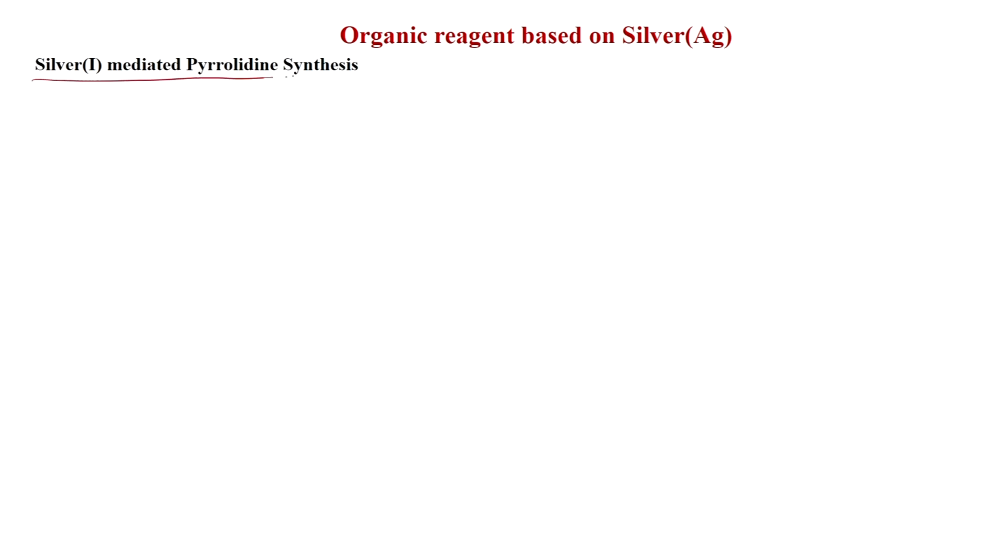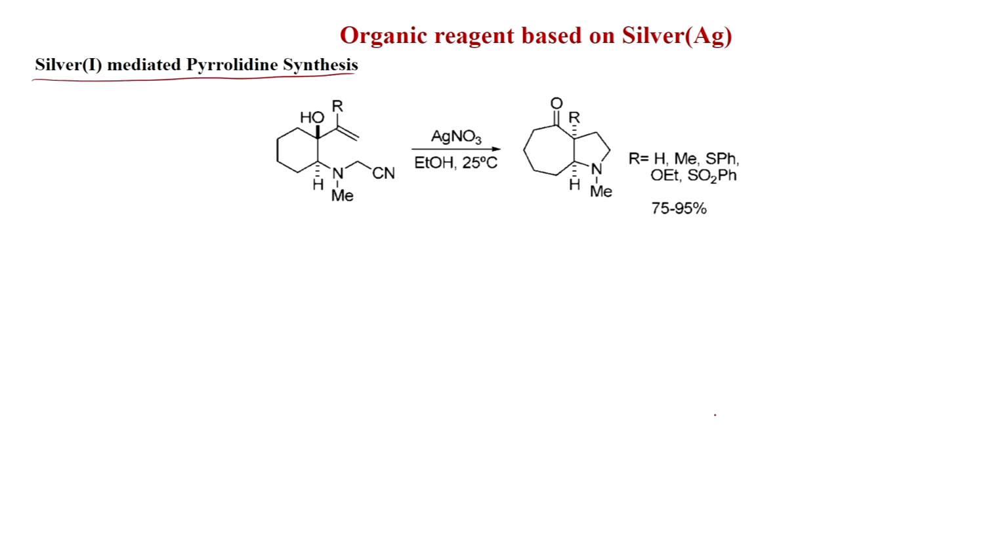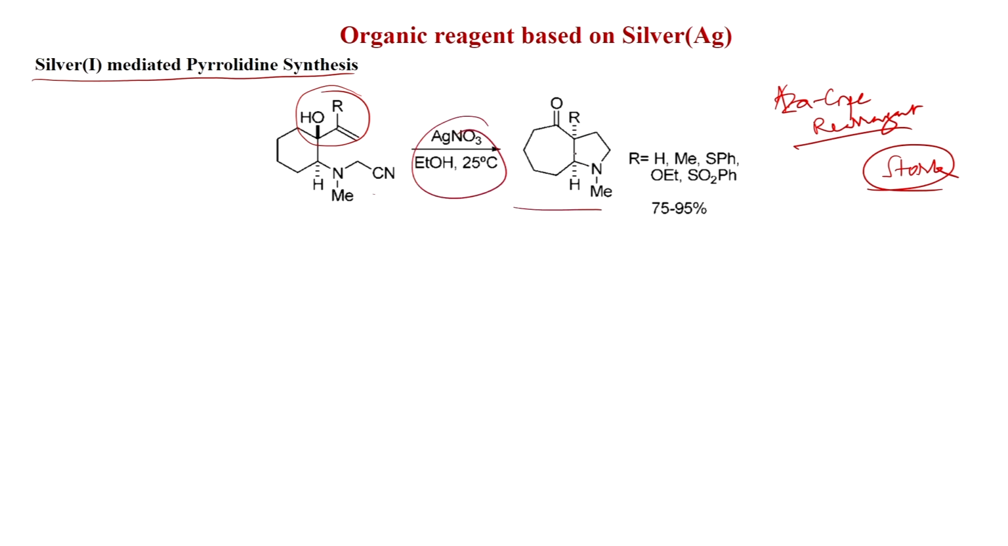Now, again we will discuss pyrrolidine synthesis. So, this is an aza-Cope rearrangement. This reaction was developed by Overman. So, he is a famous organic chemist. So, if you have this CH2CN group with an NMe group, and this is the allylic alcohol, then with silver nitrate treatment you get this. So, the ring expansion happens and pyrrolidine is formed, and they are also in syn orientation, and different groups can be tolerated, you get 75 to 95% yield.